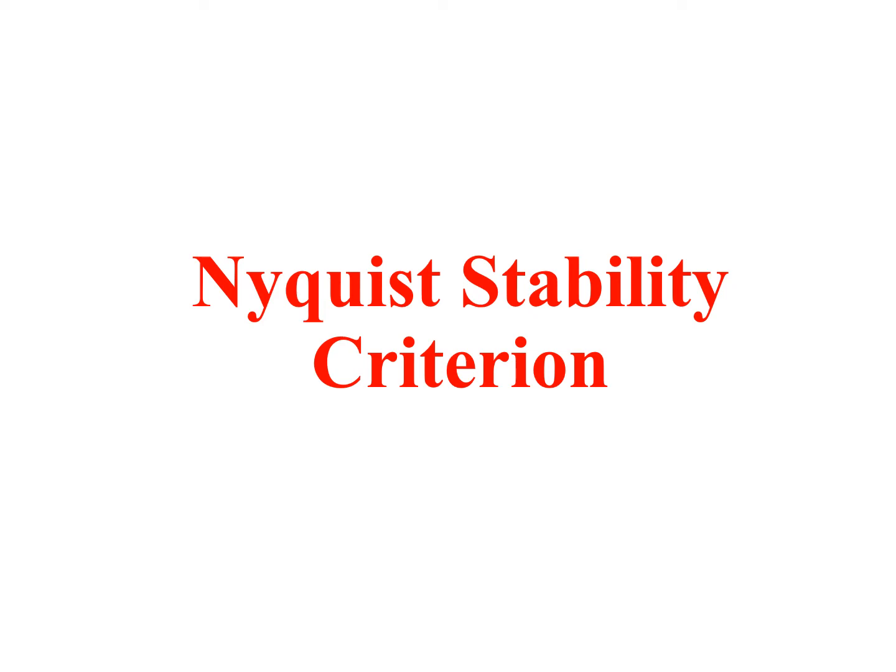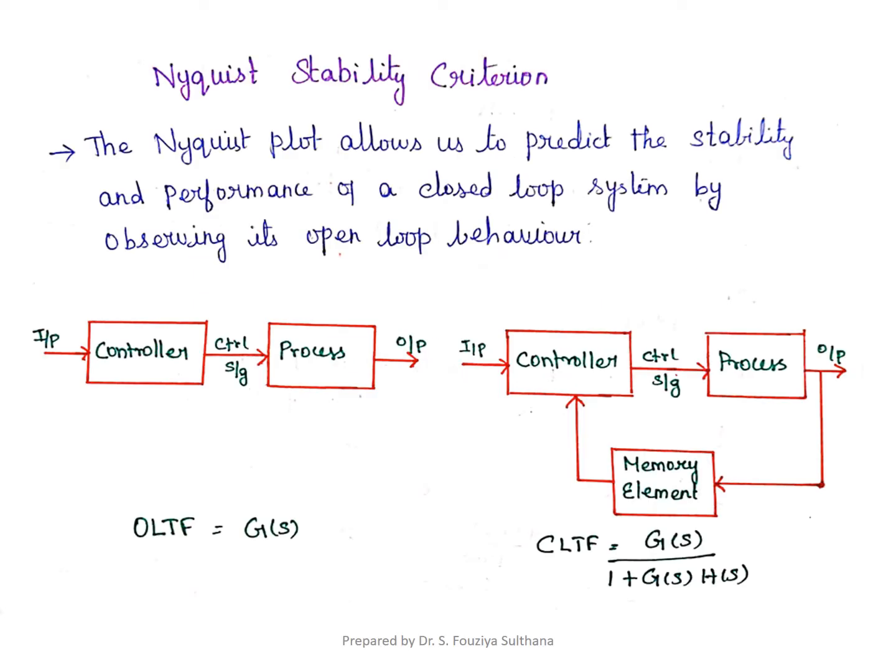In this video, we are going to see about the Nyquist stability criterion. The Nyquist criterion is used to check the stability of the system from the knowledge of open loop systems. An open loop system is any physical system which does not automatically correct the variation in its output.